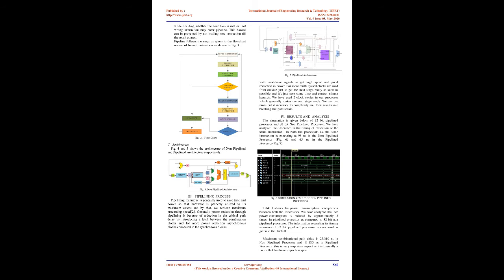Control hazards. Control hazards may occur while using branching instructions. While using a branch instruction, branching takes place only when the condition is met, and the processor gets to know whether the condition is met or not in the execute stage. So it may happen that while deciding whether the condition is met or not, a wrong instruction may enter the pipeline. This hazard can be prevented by not loading a new instruction till the result comes. The pipeline follows the steps given in the flowchart in case of a branch instruction, as shown in Fig 3.